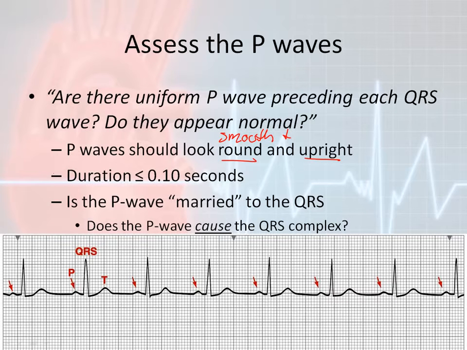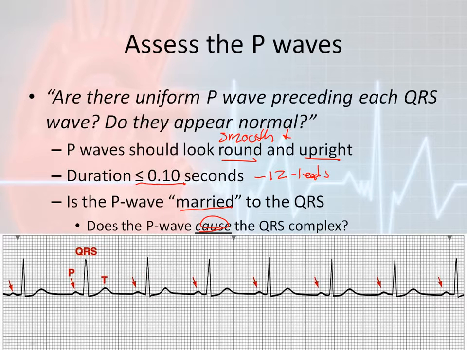The duration of the P wave should actually be less than 0.10 seconds, and this will be more important next semester when we start talking about 12 leads. This is not as important a thing now, but it will definitely be next semester. Is the P wave married to the QRS complex? What that means is, does the P wave cause that QRS complex? There are times when you'll have a P wave, but it will not actually cause the QRS complex, which means this atrial depolarization did not cause this ventricular depolarization. Now, in most of the rhythms that you will see, the P wave will be married to the QRS.